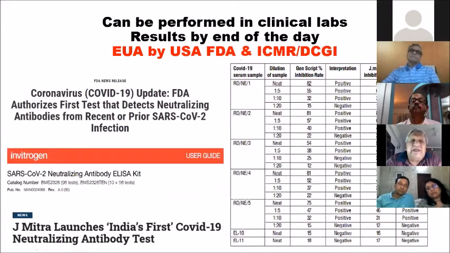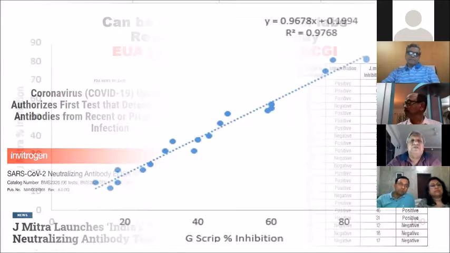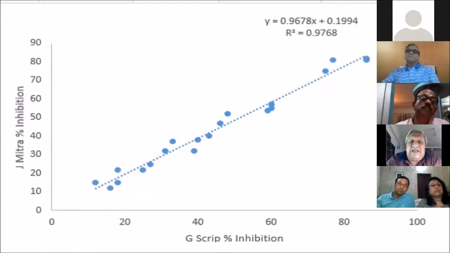Subsequently, it was given approval by EUA, emergency use authorization, provided by the US FDA, and it has also been provided by ICMR and DCGI, and it has been made available. And when you look at the results, you find that the international test available, which is costly, and the new test which has been introduced by J. Mitra have very good correlation. And the R2 is 0.9768, which means you can use these tests interchangeably and you'll get the same results.